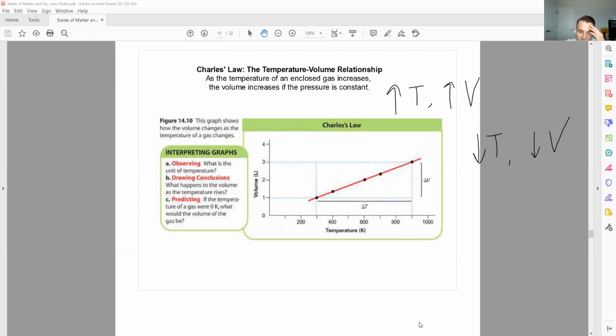What kind of relationship is this? This is a direct relationship, okay? Which is B. What happens to the volume as the temperature rises? It increases because it is a direct relationship. Part A is asking, what's the unit of temperature? Unit of temperature is K. So when we do gas laws, we do Kelvin only.